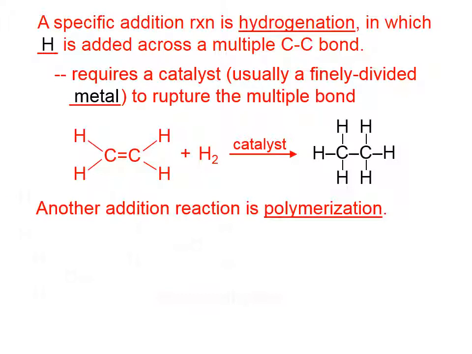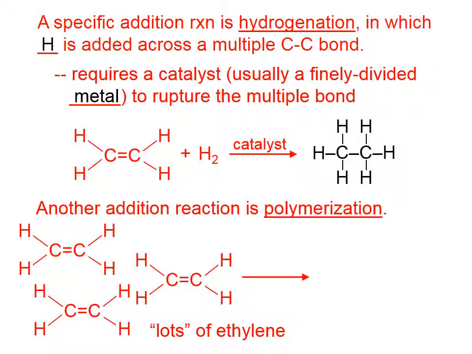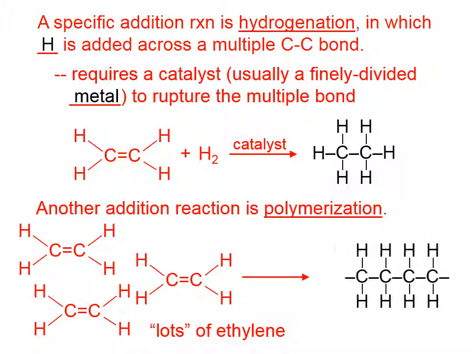Another addition reaction is polymerization. You can see that if we break the pi bonds in these double bonds, what we're going to end up with is potentially a very long chain of these carbons. I haven't drawn them all in there. If you start with lots of ethylene and polymerize them, you get polyethylene, many ethylenes.